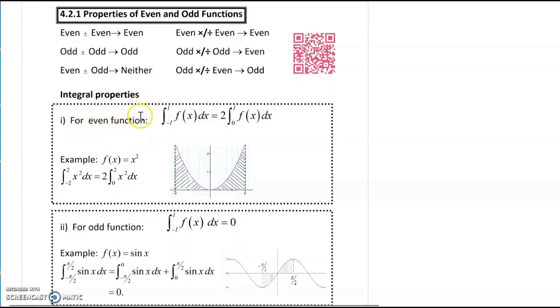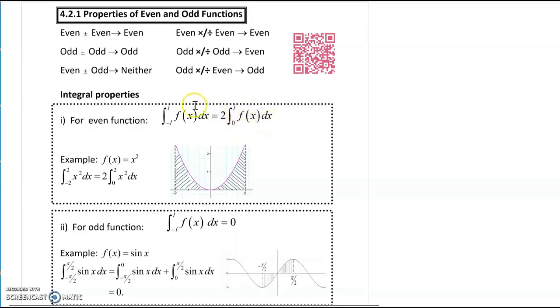Suppose we have f(x), which is the even function. Then the integral from negative L to L, any value as long as it is negative L to L, so if your L is 1, meaning that your integral is from negative 1 to 1. So the integral of the function f(x) from negative L to L dx is equal to 2 times the integral from 0 to L of f(x) dx.